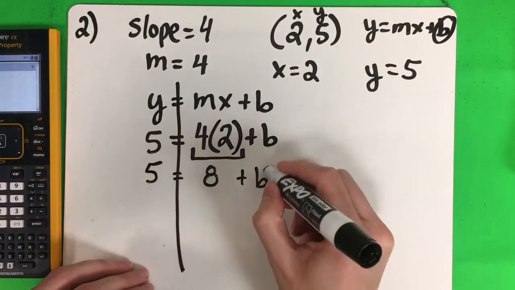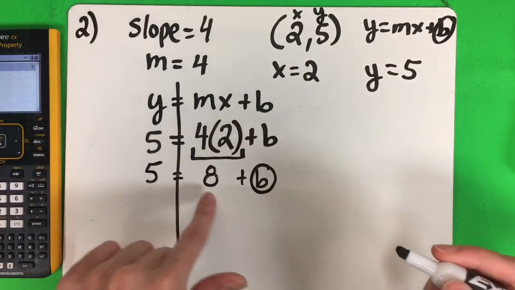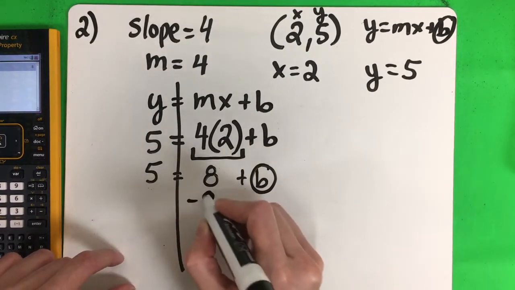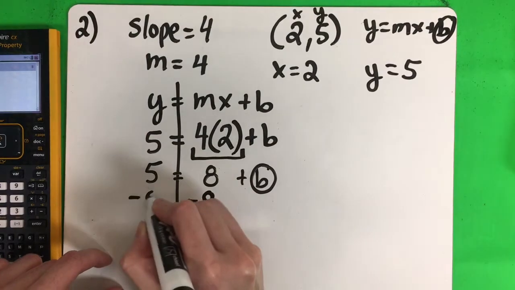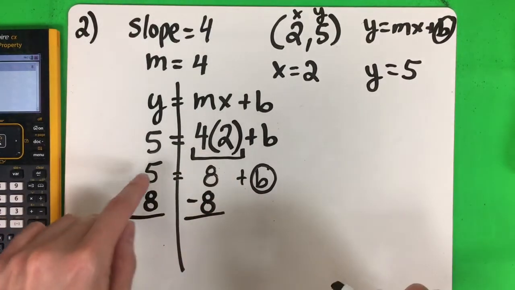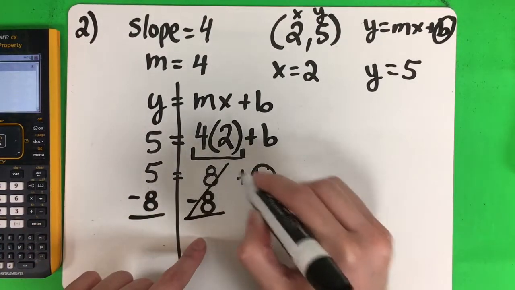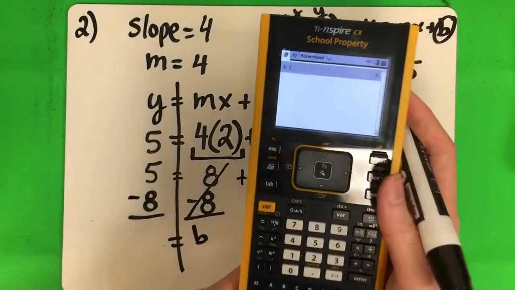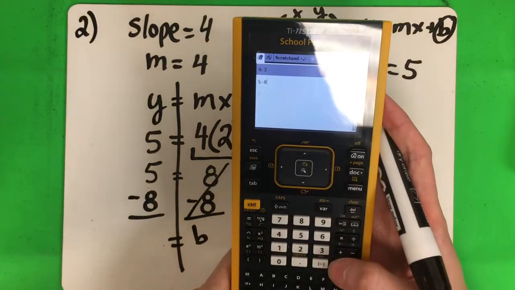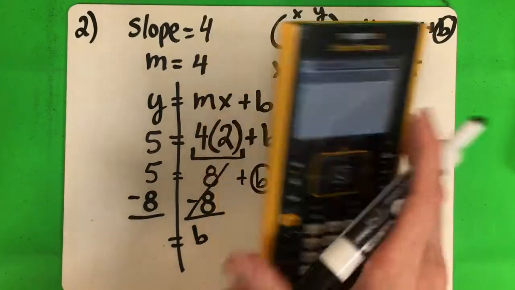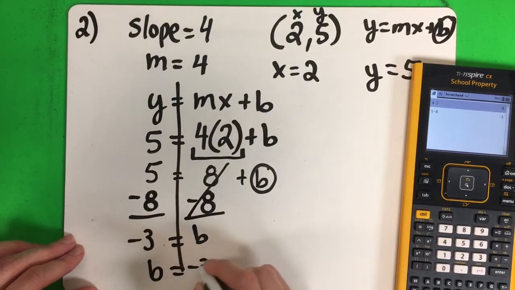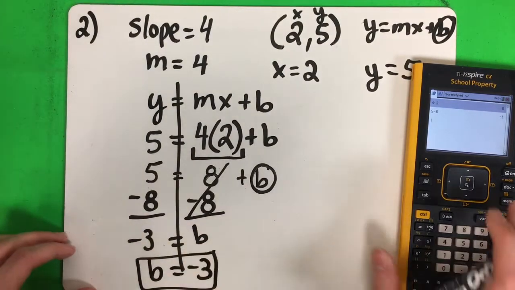I want b alone. What number is with b? 8, positive 8. The opposite of positive is negative. So -8, copy -8. Which one cancels? The right. Copy b equals 5 minus 8. 5 minus 8, -3. And switch. b equals -3. So this is my b.